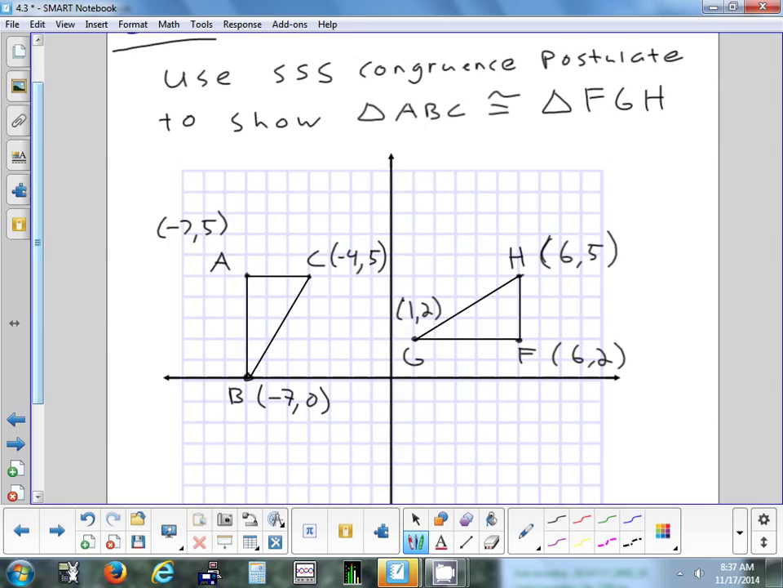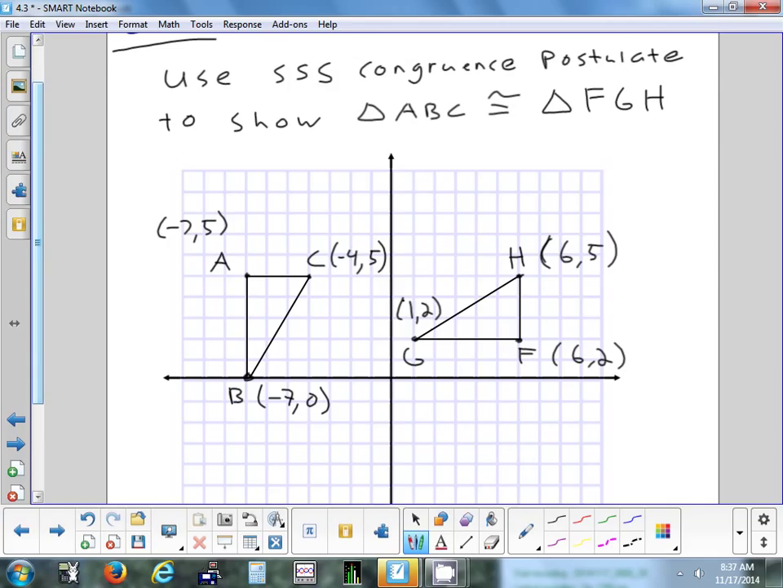So how many times are you going to have to use the distance formula here? Well, 3 for each triangle, right? So how many total? 6. So you're going to have to find the lengths of 6 sides. Some of the arithmetic is going to be very easy, especially for the horizontal and the vertical segment. The diagonal one might come out to a messy answer.